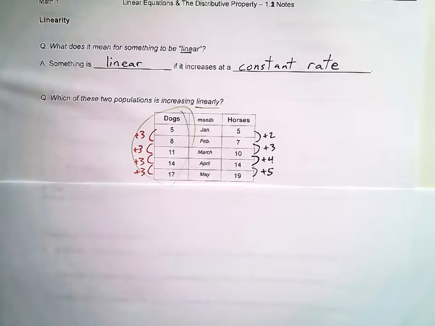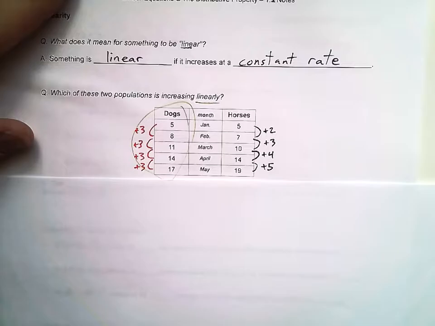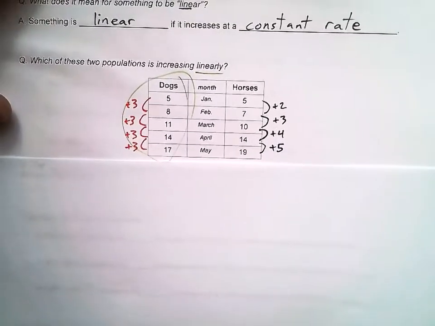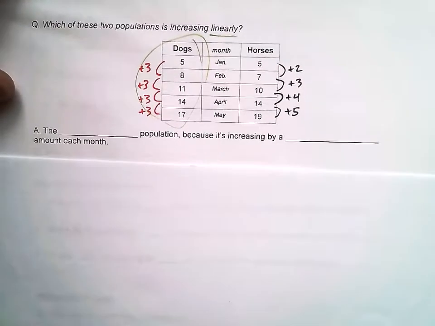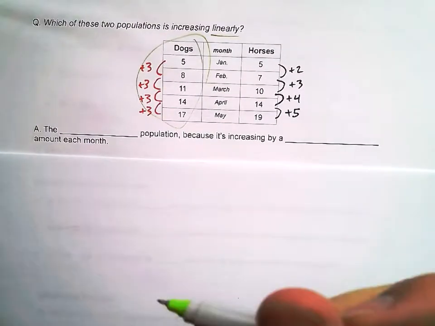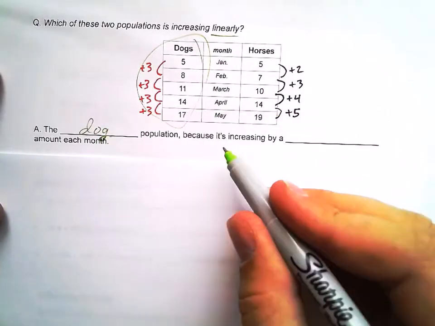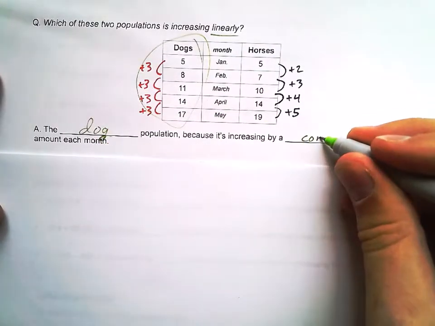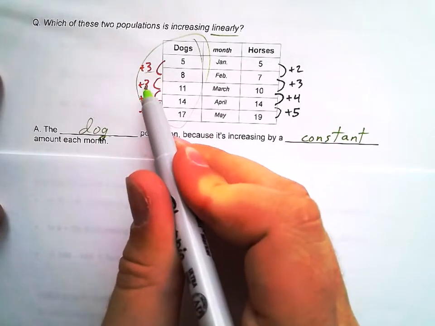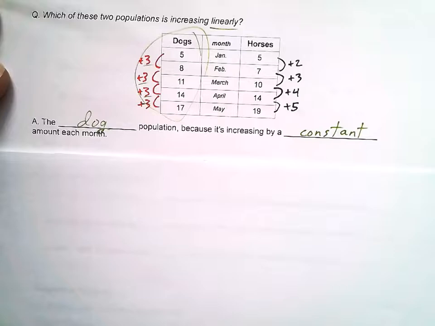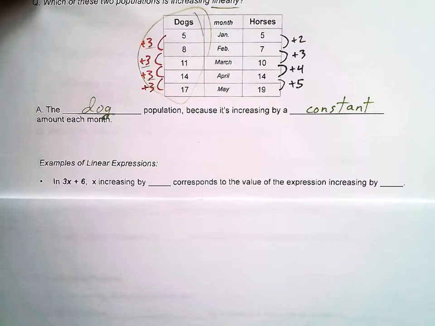But instead of each month, in math equations a lot of the time it goes up by a certain amount for each x. So the answer is the dog population because it's increasing by a constant amount each month, the constant amount being 3 dogs more each month.